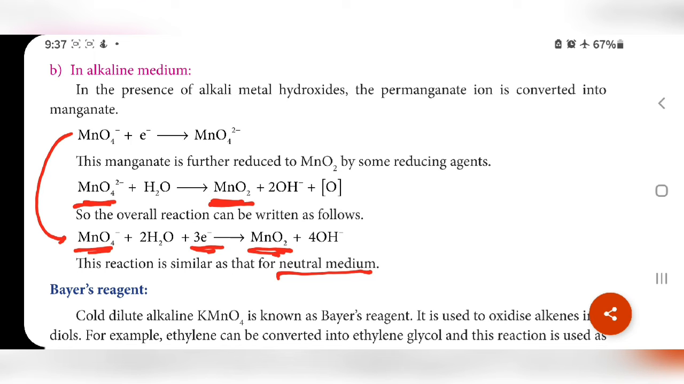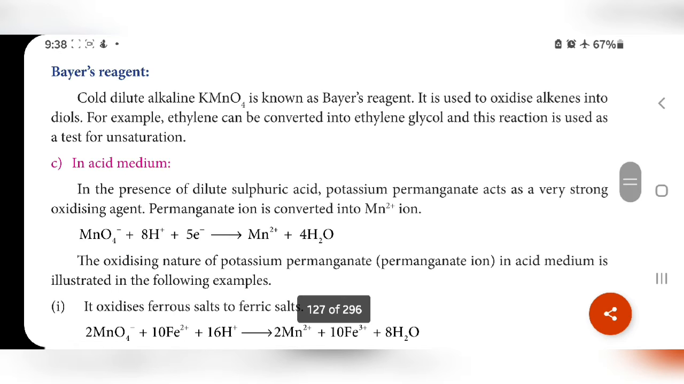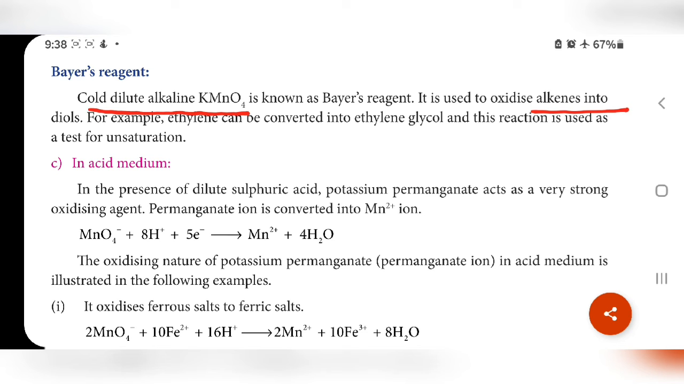And one more example is given, that is Baeyer's reagent. Cold dilute alkaline KMnO4 is known as Baeyer's reagent. Very important. It is used to oxidize alkene to diol. For example, ethylene can be converted into ethylene glycol, and this reaction is used as a test for unsaturation. Unsaturation means what? Double bond or triple bond.